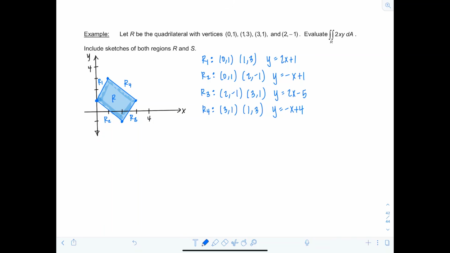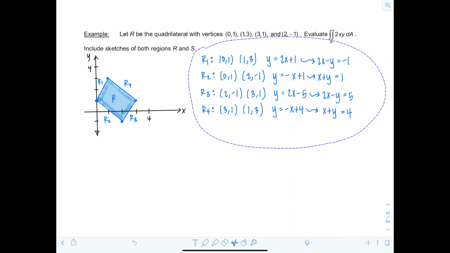And you might be like, I really don't see a transformation appearing. A good hint is to put these equations in standard form for linear equations. Remember what that is, right? You put x first, then y, and keep your x positive on one side of the equation. So R1 will be 2x minus y equals -1. R2 is going to become x plus y equals 1. R3 is going to be 2x minus y equals 5. And then R4 is going to become x plus y equals 4.